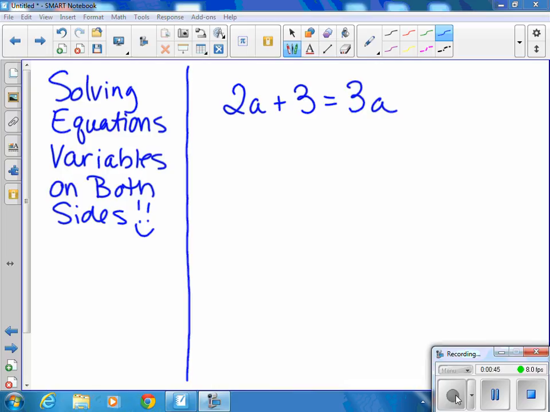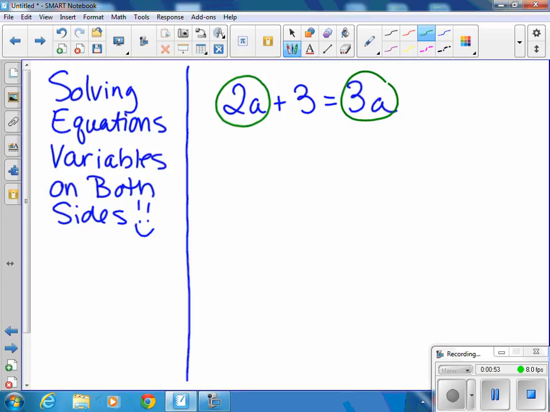So I'm going to take a look. I have a positive 2a on the left-hand side, and I have a positive 3a on this side. Well, I could do one of two things. I could either subtract 2a from both sides like this, because then it would cancel out on the left-hand side. This part would cancel out, and I would be left on this side with just a. That'd be one thing I could do.